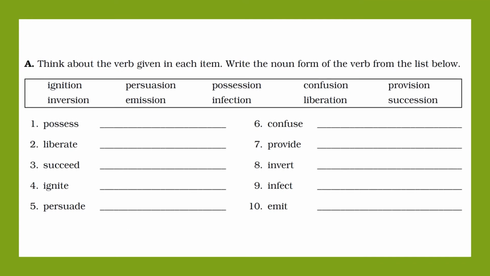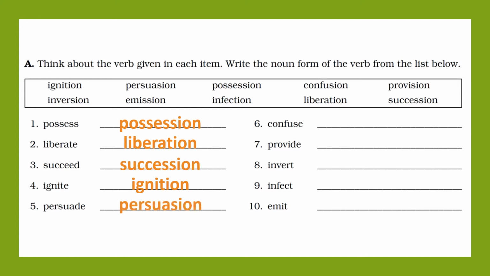So the first exercise: think about the verb given in each item. Write the noun form of the verb from the list below. This is quite easy because you already have the list here. We just read the verb and then take the noun and put it beside it. For example, possess, the noun is possession. Liberate, the noun is liberation. Succeed, succession. Ignite, ignition. Persuade, persuasion. Confuse, confusion. Provide, provision. And invert, inversion.